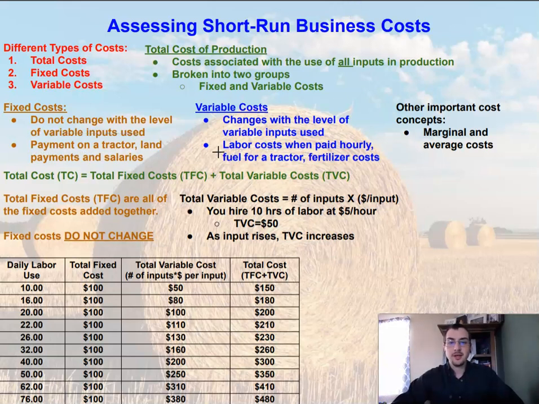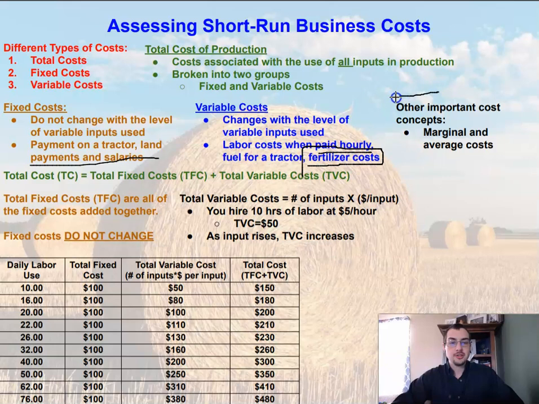So think about it this way. What if you hired somebody and paid them hourly, but didn't work them any at all? What would your labor costs be? Well, they'd be zero. Versus if you worked them 100 hours, they'd be a lot more. Fertilizer costs. What if you put out no fertilizer? What would your fertilizer cost be? Versus over here, on these fixed costs, it doesn't matter whether you use it or not. You still have to pay the same amount.